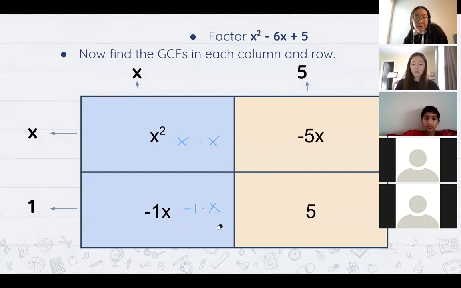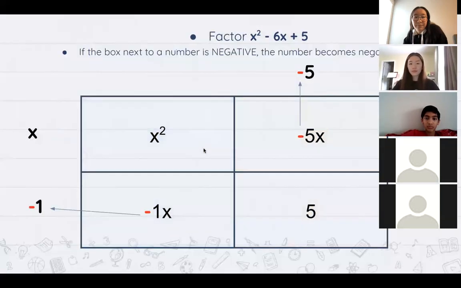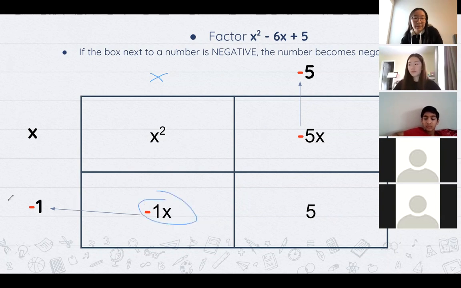All right, we're not done yet, although we're almost done. Now we have to do something with the negatives. So if the box next to one of the numbers we've written, I think I forgot the x here, is negative, then the number will also become negative. So -1 is touching this box right here, and the number inside the box is negative. So this -1 also becomes negative. Same thing for the 5. The box it's touching is -5x. So therefore this 5 also becomes negative.